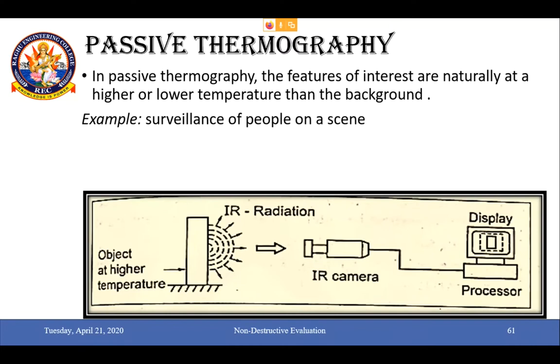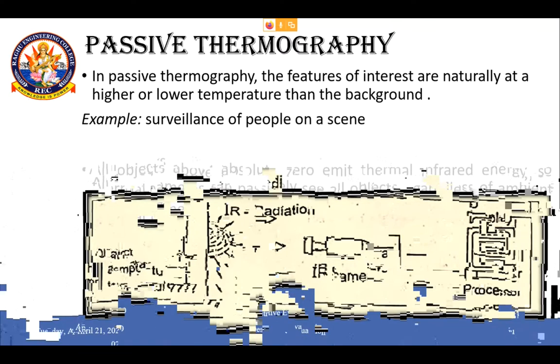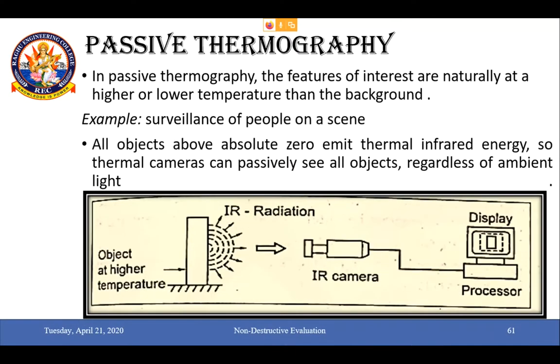Example, surveillance of people on a scene. So you can relate it to your present scenario. You can see thermal imaging or thermal surveillance being used on citizens to find out people who have corona. What is going to happen? People who are suffering with corona are obviously going to have an elevated temperature. By surveilling the people on a scene easily with thermographic technology, you can find out the people who have higher temperature in comparison to others.